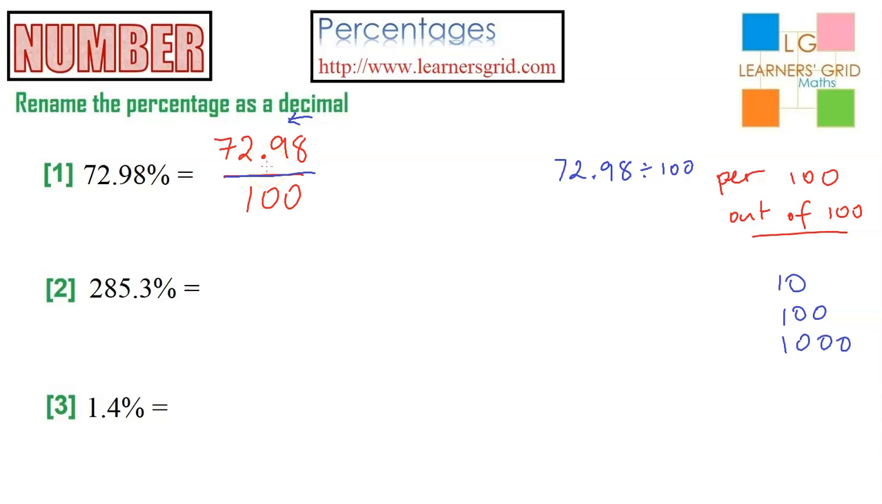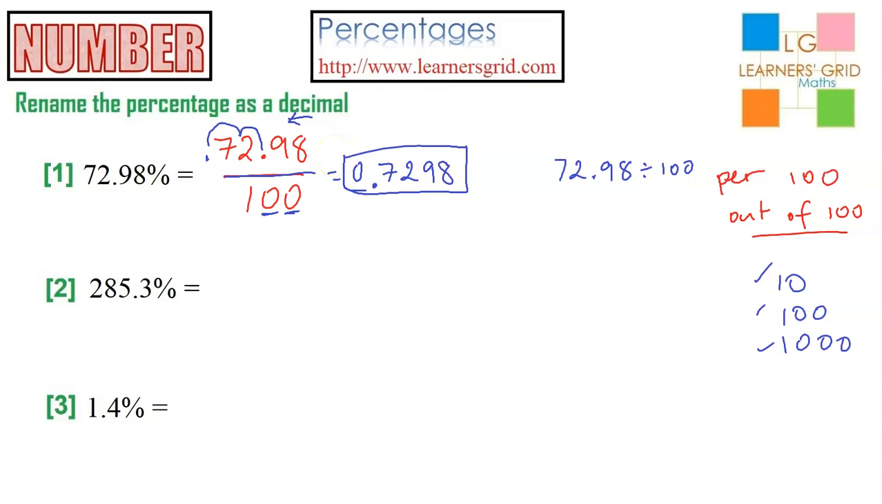How many place values we move the decimal point depends on how many zeros there are in the denominator, as long as it's a multiple of 10. So in this case, there are 2 zeros. So I'm going to move the decimal point 2 place values. 1, 2. So the final answer here becomes .7298. Now, there's the decimal point, and because there is no digit in the units place, we should put in a 0 to hold its place, and this becomes the final answer.